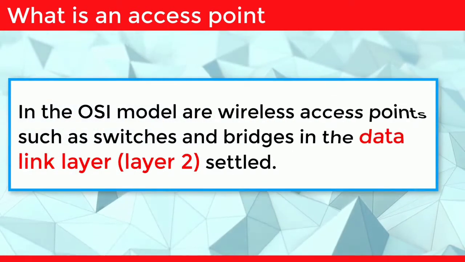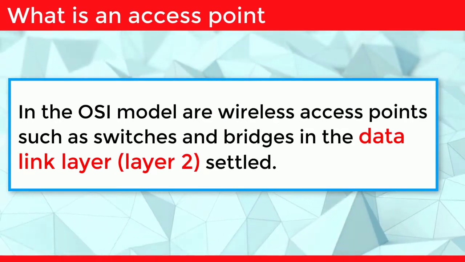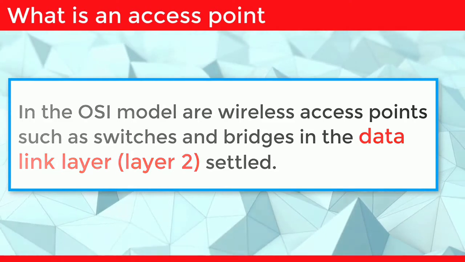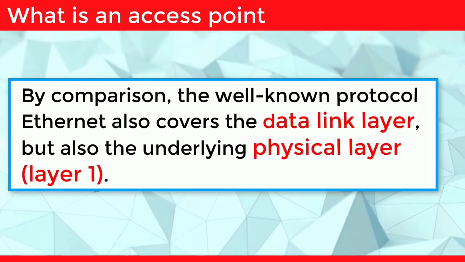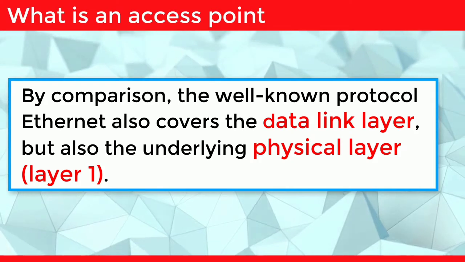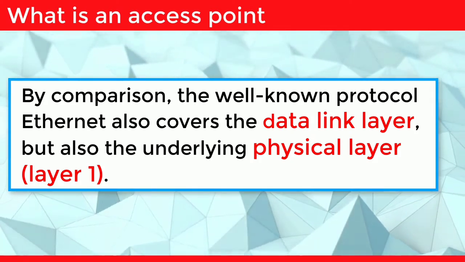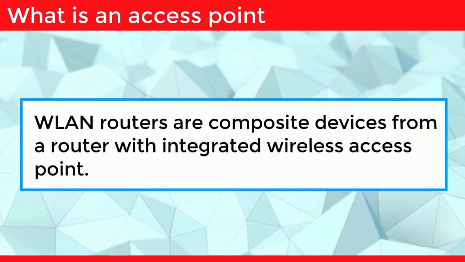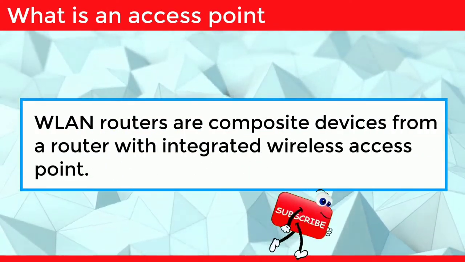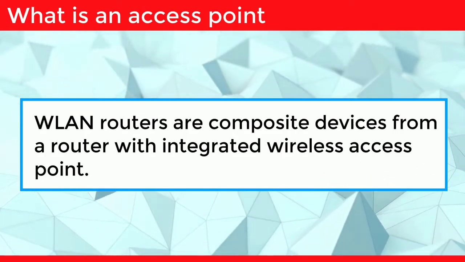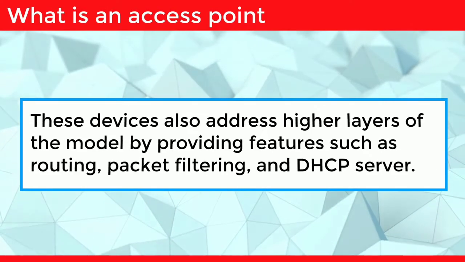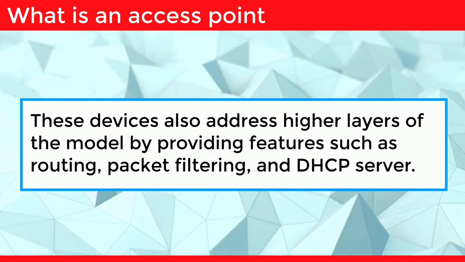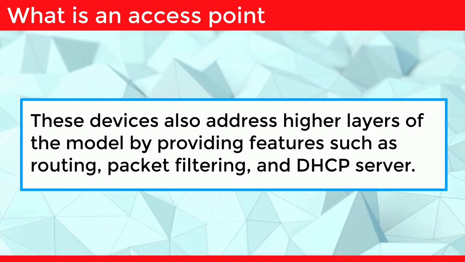In the OSI model, wireless devices such as access points, switches and bridges are settled in the data link layer, layer 2. By comparison, the well-known protocol Ethernet also covers the data link layer, but also the underlying physical layer, layer 1. WLAN routers are composite devices consisting of a router with an integrated wireless access point. These devices also address higher layers of the model by providing features such as routing, packet filtering, and a DHCP server.